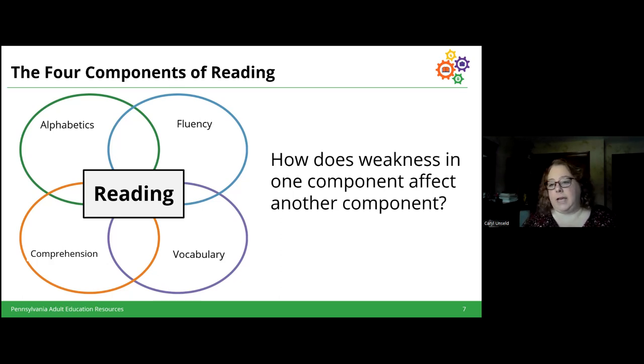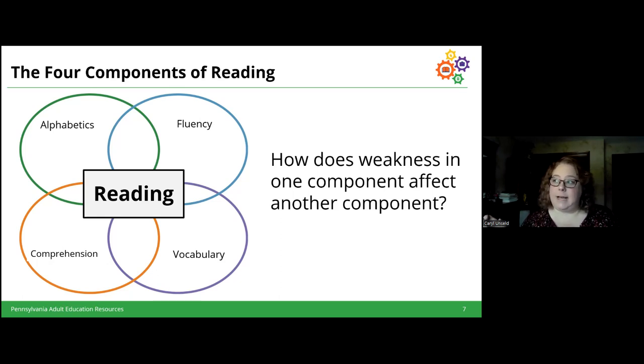And then if we move down to vocabulary, which we're not talking about today, but it's an important component of reading, our students generally come to us with a pretty broad oral vocabulary. There's a lot of words that they might know. So you may think that they can decode those words when they're reading them from a text.